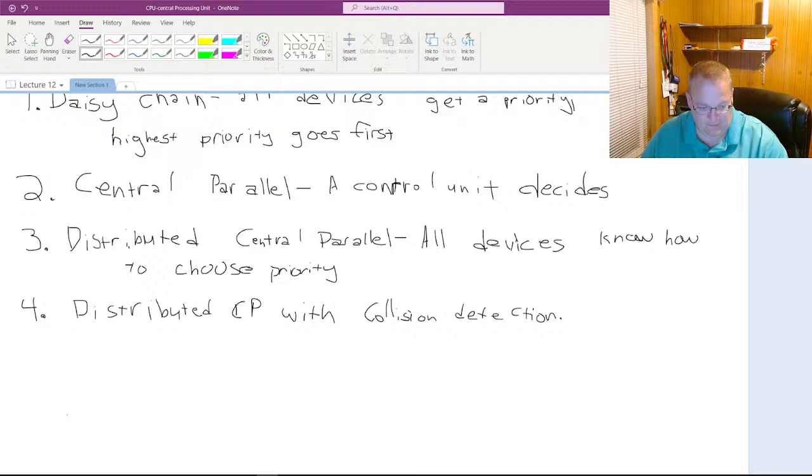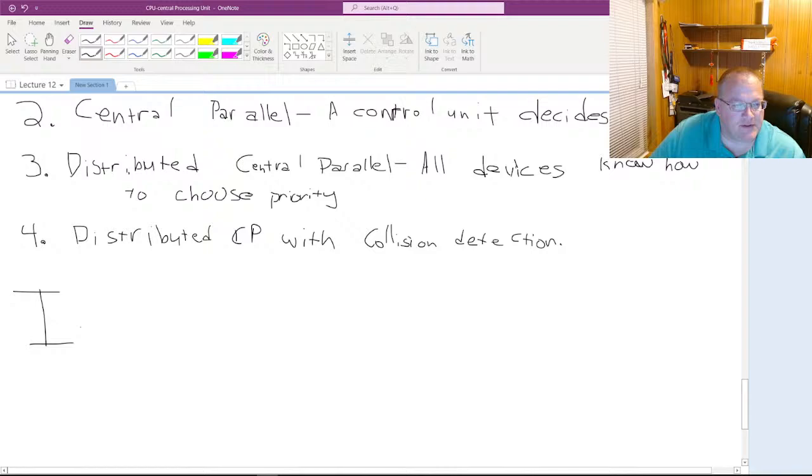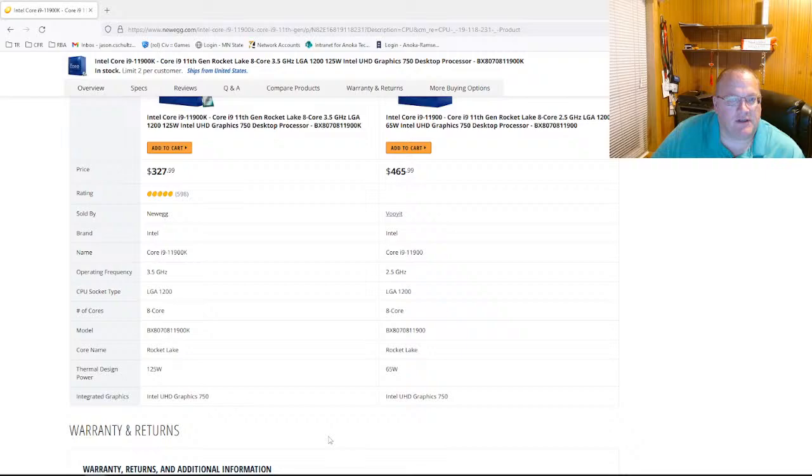So let's talk about one more subject, and that is, we talked about it a little bit before when we were doing our flip-flops, the internal clock. Let's go back to our example. Operating frequency. This tells you the clock speed. This is on the CPU, not on the bus, so it's a little different.